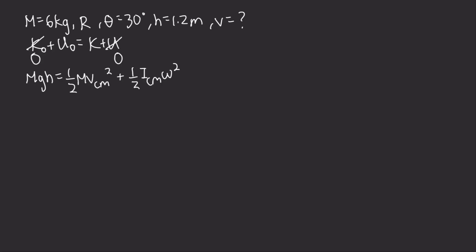And because the ball rolls smoothly, we know that the angular speed is equal to the linear speed divided by the radius. This is a relationship that works for any smooth rolling motion. And we can substitute this into the equation for the conservation of mechanical energy that we had. And we're going to get 1/2 m v_cm squared plus 1/2 I_cm times v_cm squared over R squared.